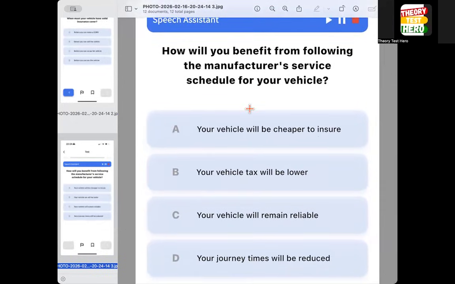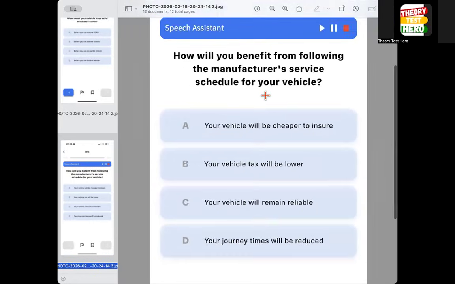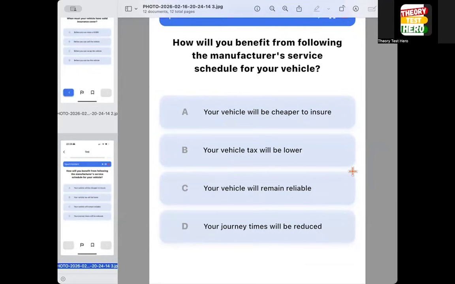How will you benefit from following the manufacturer's service schedule for your vehicle? Okay, lots of you are saying C. Good. So when he's talking about your manufacturer's service schedule, it's basically talking about you taking it to a garage and getting it looked at and getting some things changed, like oil change. Those things, oil changing, oil filters, air filter changing, those kind of things will help your car to remain, when it says reliable, it basically means remain good. So it's not going to break down. That's what it means by your car will remain reliable. Okay.